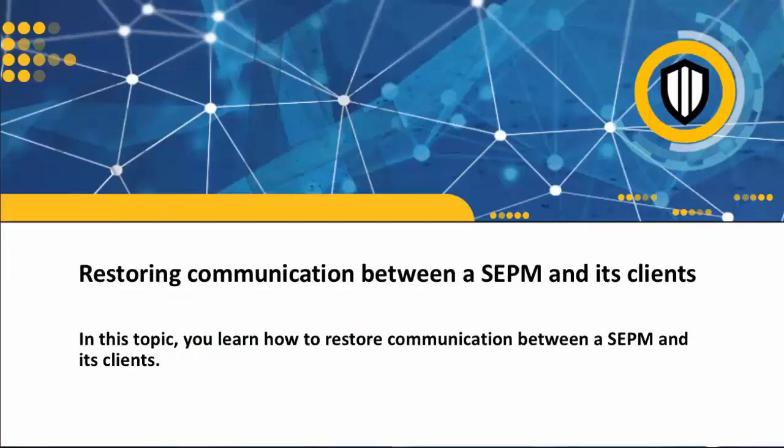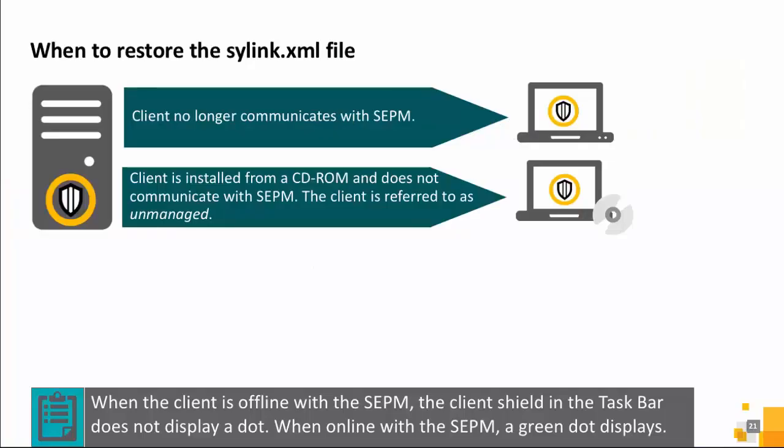This is the Restoring Communication Between a SEPM and its Clients topic. Here are some reasons why you restore a sylink.xml file. First, the client no longer communicates with the SEPM. However, you run the ping command from the SEPM and the client replies. The reply from the client rules out a networking issue.